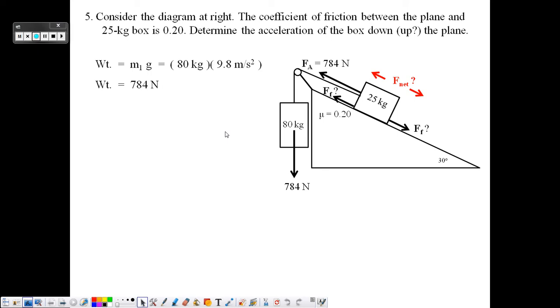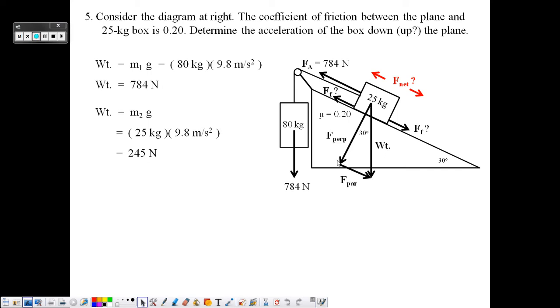Now there's also another force we haven't drawn yet that pushes it down the plane, and that's due to force parallel, the parallel component of the weight of that 25 kilogram box on the plane. We need to figure out what that is. To do that, we first have to figure out the weight of the 25 kilogram box, which turns out to be 245 newtons.